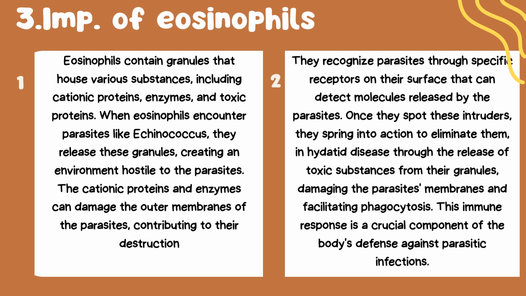They recognize parasites through specific receptors on their surface that can detect molecules released by the parasites. Once they spot these intruders, they spring into action to eliminate them. In Hydatid disease, through the release of toxic substances from these granules, damaging the parasite's membranes and facilitating phagocytosis. This immune response is a crucial component of the body's defense against parasitic infection.